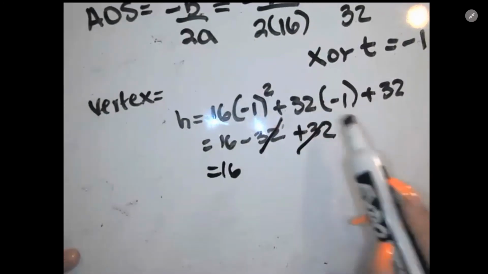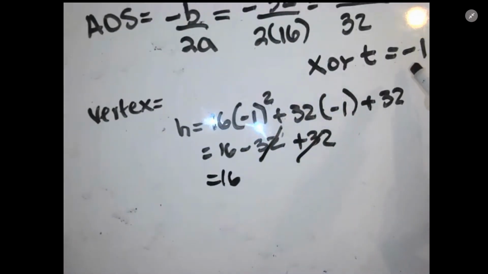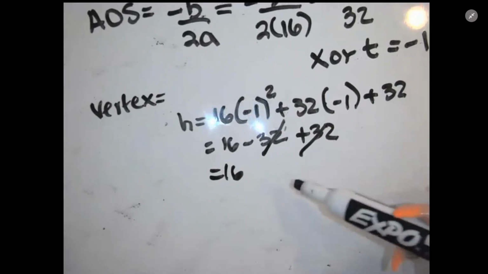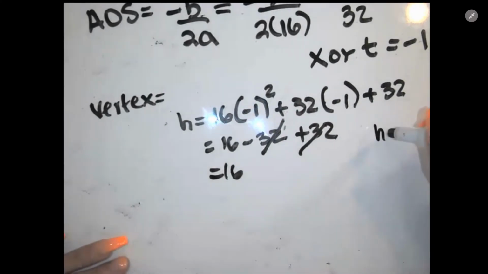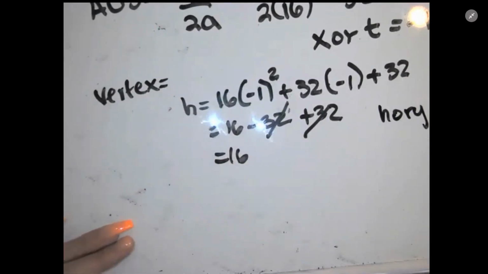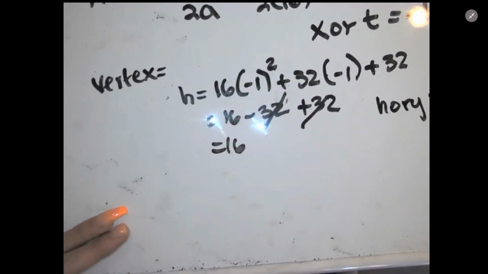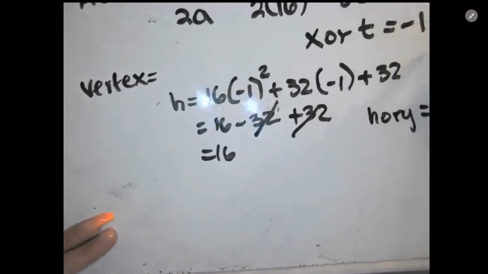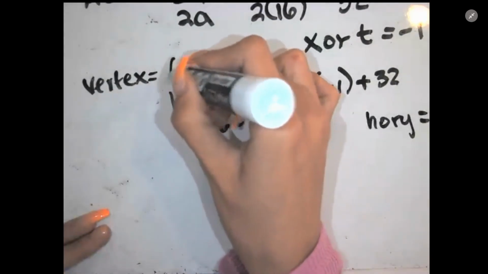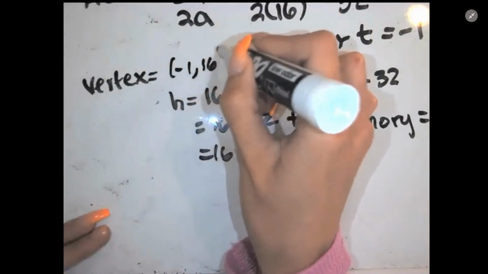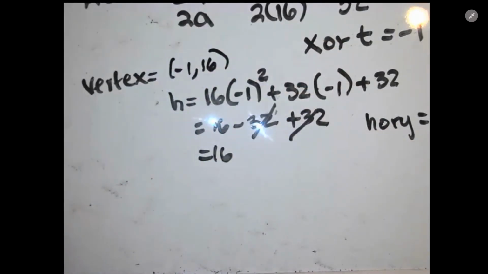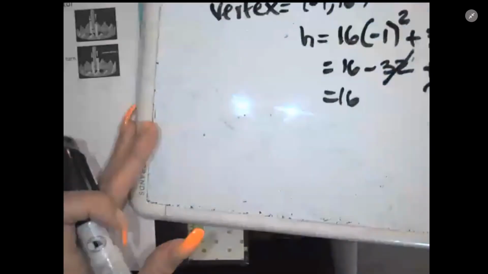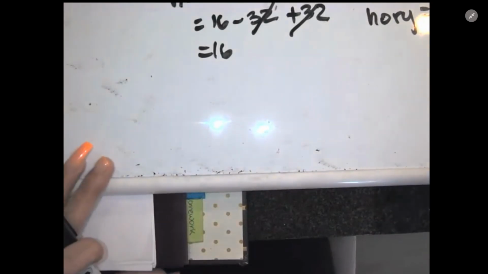So this negative 32 and 32 cancel out, and we're left with 16. So we know that when x, or t in this case, equals negative 1, our h, or y, is 16. Okay, so that means the coordinate for our vertex is going to be negative 1 comma 16. Okay, so that means that now we can find the range.